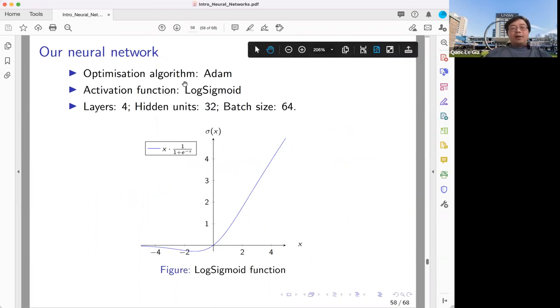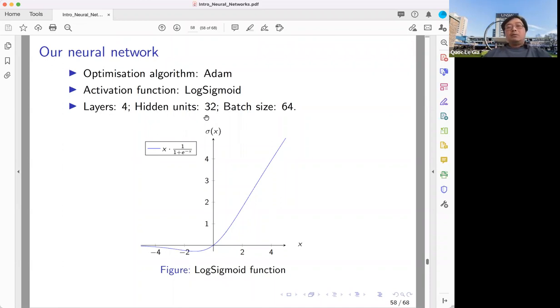We tried different activation functions, but it seems that the log sigmoid gives the best results. And again, the Adam algorithm gives the best results. We use different numbers of layers and different numbers of units. But in the next figures, I just show one case with 4 layers and 32 hidden neurons per hidden layer. And the batch is, when you use stochastic gradient descent, you choose a small set of points.